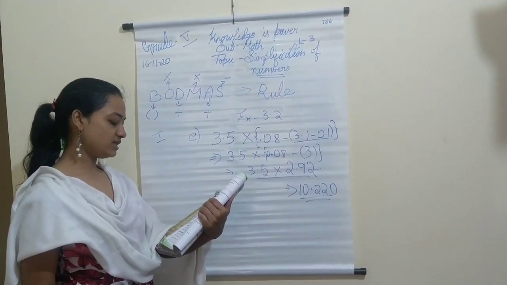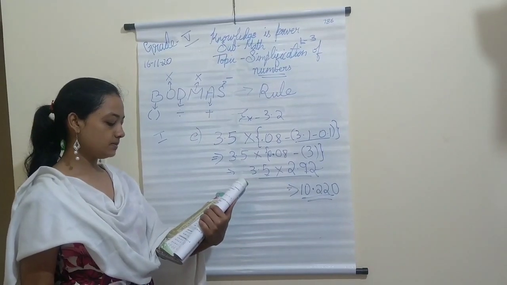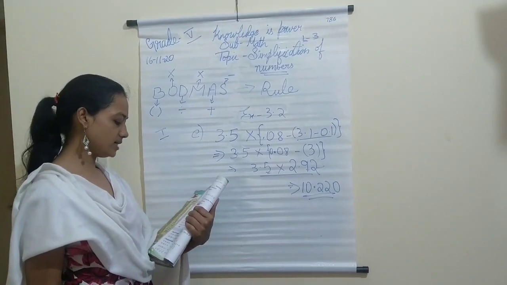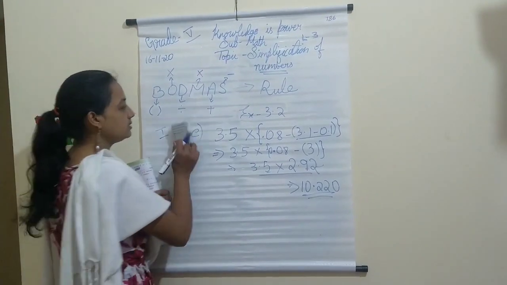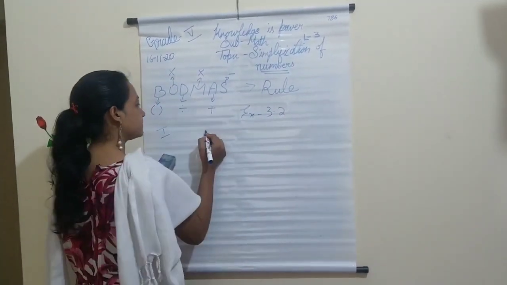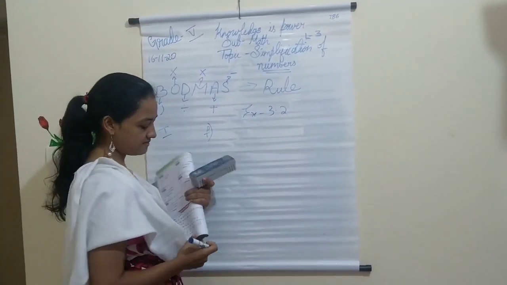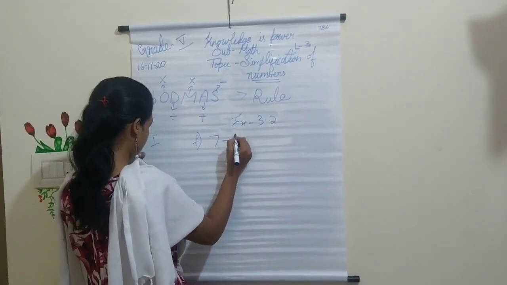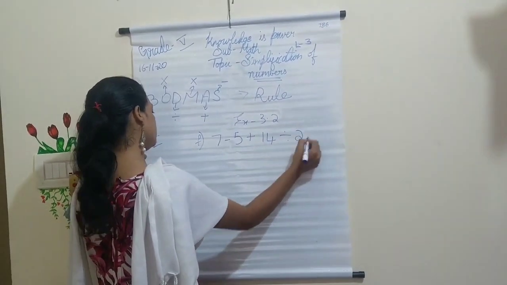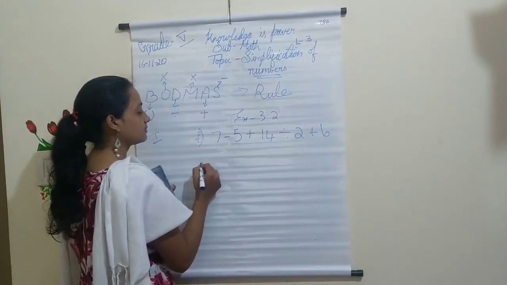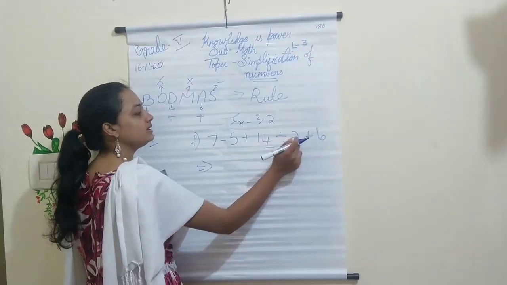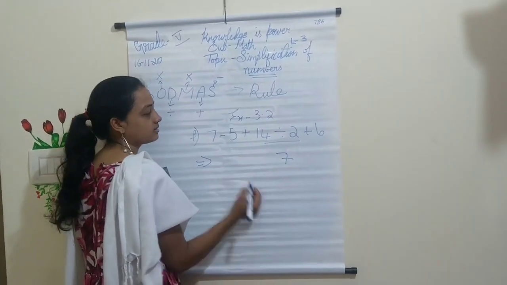Now next, simplify the following. It's just the same main as we did in the previous exercise. So I'll show you one sum in that, and the other sums you can try by yourself and show me your answers. I'm going to take the fifth sum. 7 minus 5 plus 14 divided by 2 plus 6. So first one, division. 14 divided by 2 is 7.